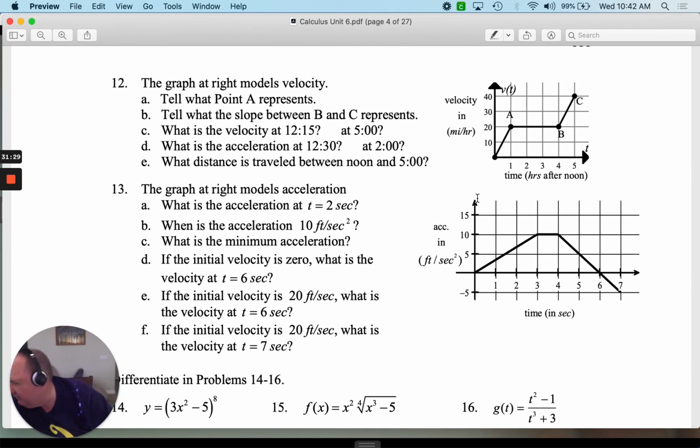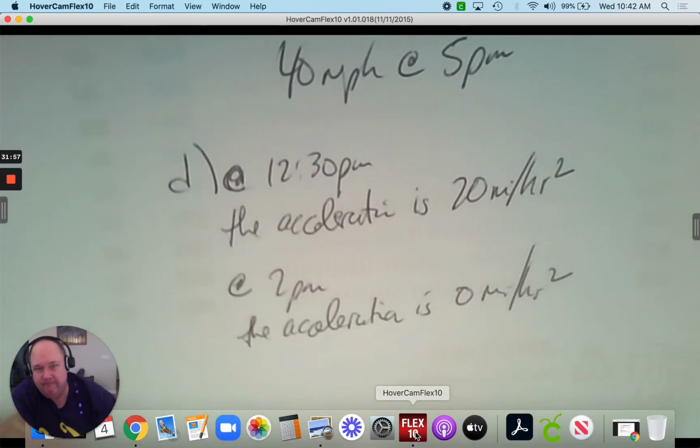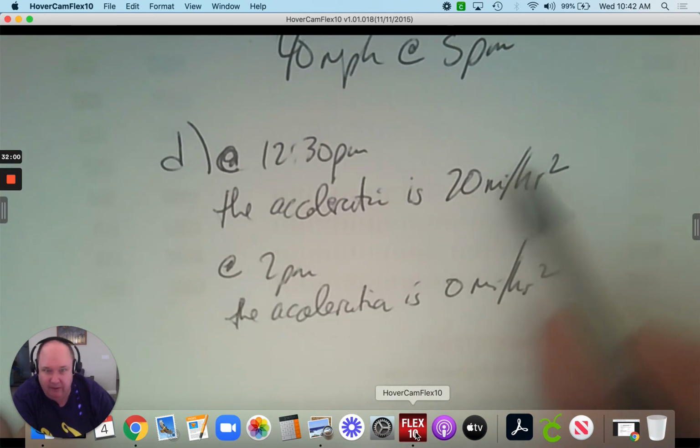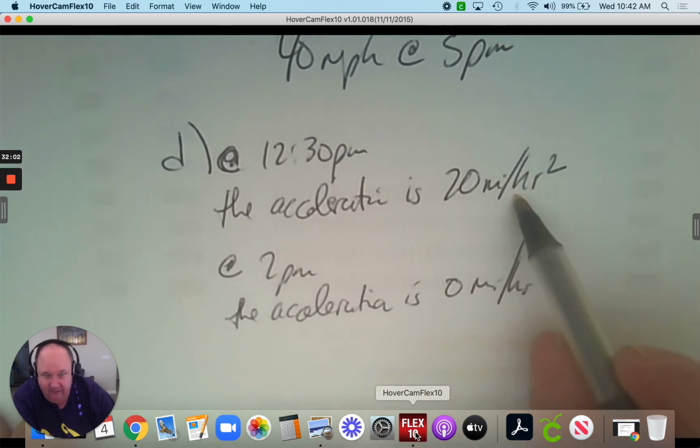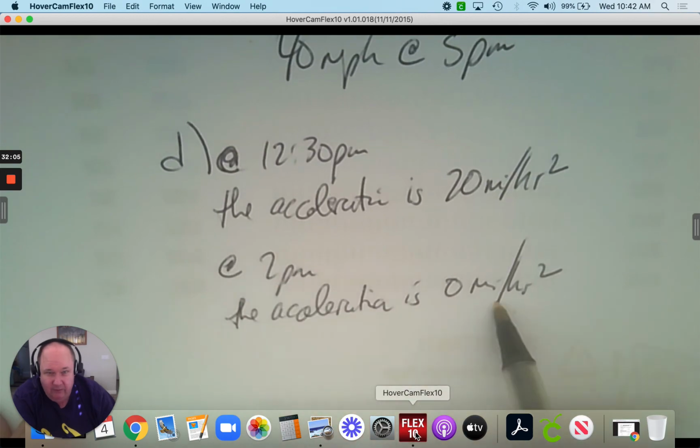And then what was the other one? At 2 p.m. So at 2 p.m., it's flat. The slope of a horizontal line, the acceleration is 0. So it's still moving forward, but it's not accelerating. So at 2 p.m., the acceleration is 0 miles per hour squared. So there's none because it's just a flat line. So the slope of the line at 12:30 is 20, and the slope of the line at 2 p.m. is 0.